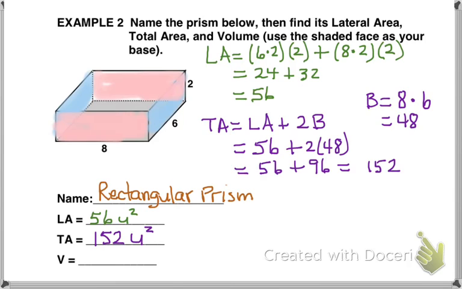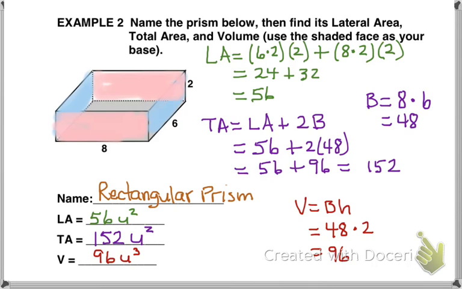Now we'll use the formula for volume. The formula for volume is base times height. Well, we have calculated the area of one of the bases is 48. Then we'll just multiply that area times 2, which is the height of the box or the prism. And so the volume is 96 units cubed.